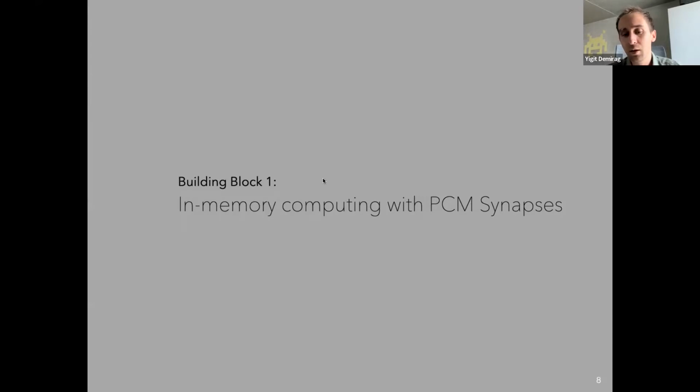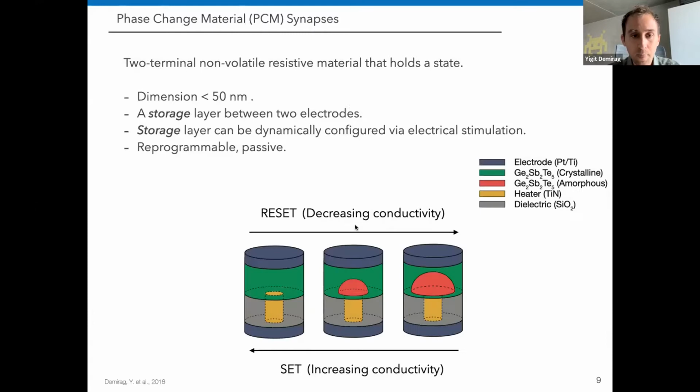In this part, I will be describing the hardware. The substrate, the memory storage, consists of phase change material, or PCM synapses. This phase change material is basically a 2-terminal non-volatile resistive material that holds a state. These are very small devices, usually around 10 nanometers in size, with a very small footprint. When we apply an electric pulse from one of these directions, the blue directions, we change the temperature distribution inside this active regime, which is called the storage layer, of germanium, antimony, tellurium.